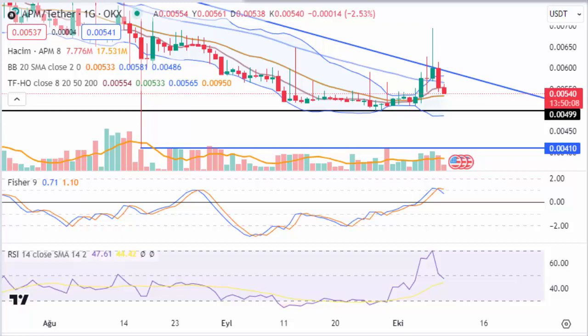In summary, for us to see the end of the decline and the beginning of a price rise, it's essential for the downtrend to be broken. The moving averages should not be breached to the downside, and the indicators are currently giving sell signals.